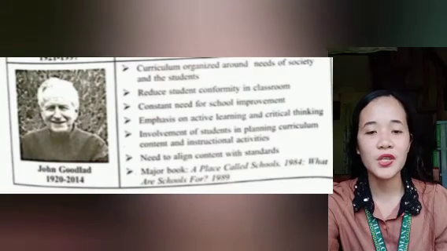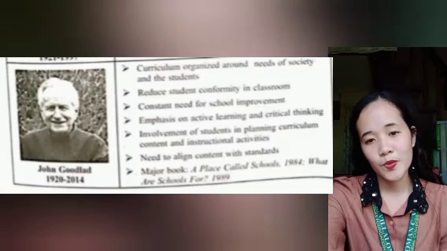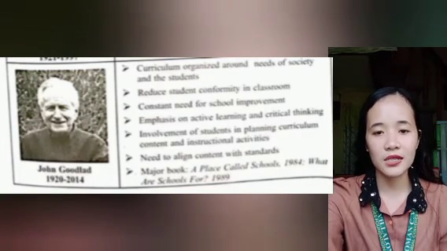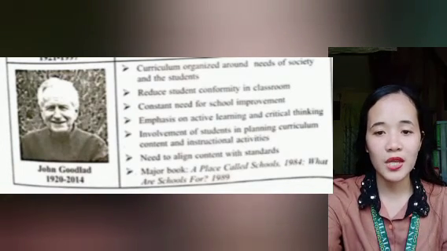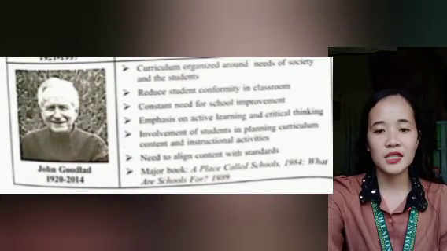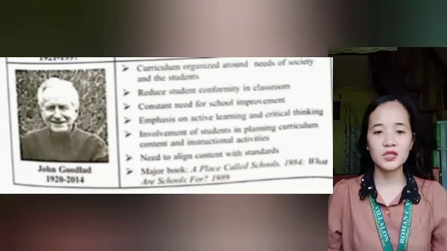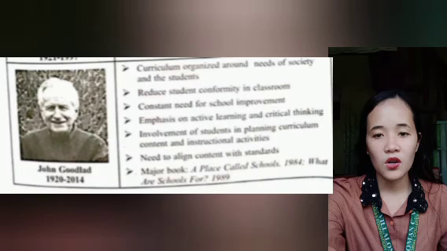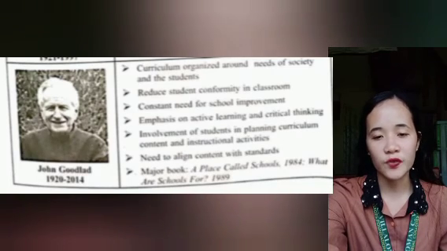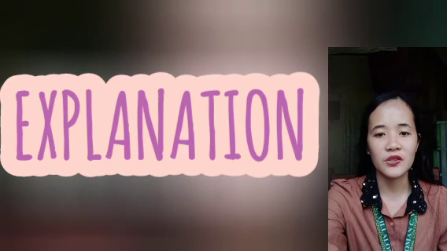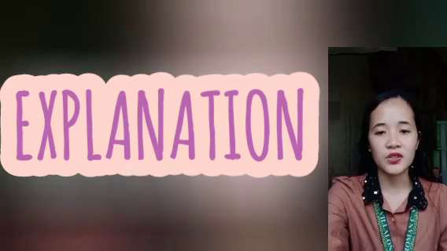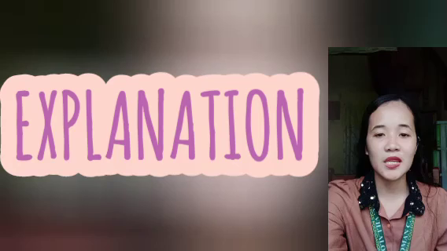Next, we have another theorist, John Goodlad, from 1920 to 2014. First, the curriculum is organized around the needs of society and the students. It reduces student conformity in the classroom, addresses the constant need for school improvement, emphasizes active learning and critical thinking, involves students in planning curriculum content and instructional activities, and needs to align content with standards. His major books are A Place Called School in 1984 and What Are Schools For in 1989. For my understanding of John Goodlad, what the teacher teaches should also align with the content standard in the curriculum, because the content standard is where the needs of the children and even of society are aligned.